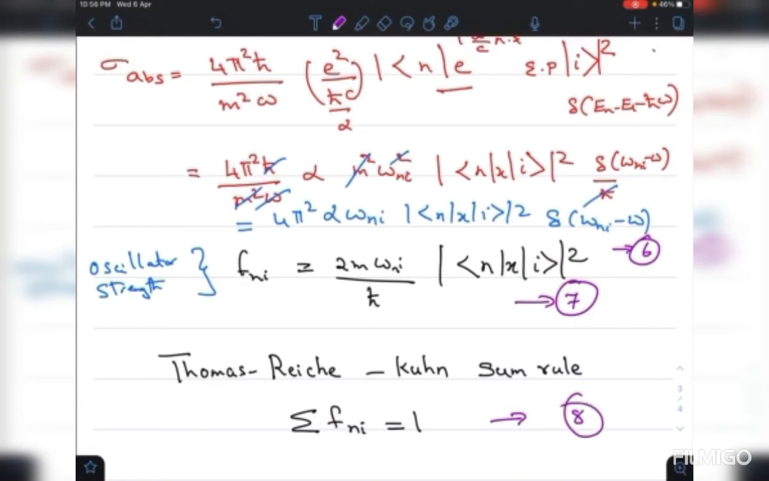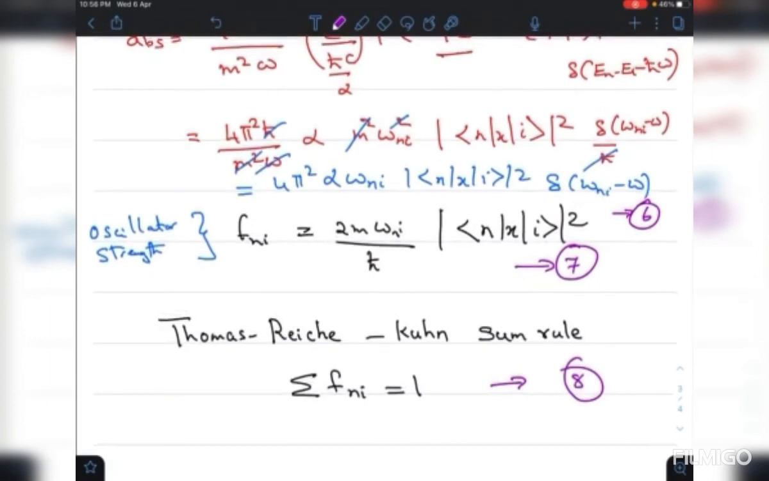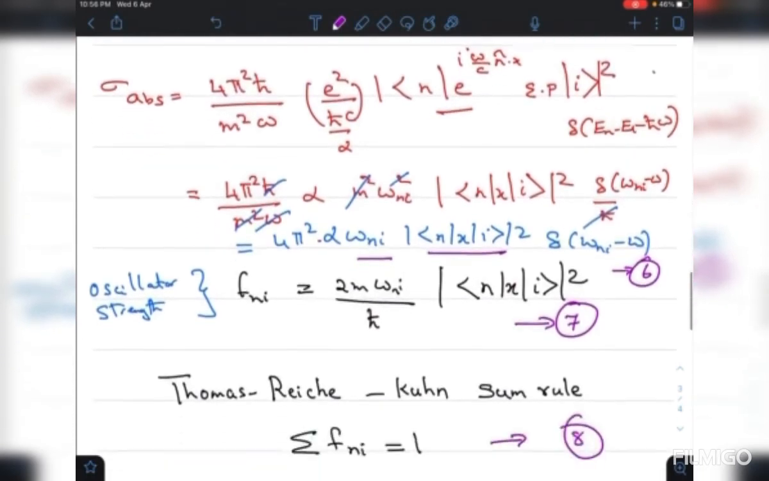Now looking at equation 6, sigma abs, you can identify 2m omega ni by h cross modulus of n xi the whole square. So here you have modulus of n xi the whole square. Then you have an omega ni here. Now what I have to do is I just have to multiply m on top and bottom, and also an h cross. So how will this equation look like? I'll just integrate this equation 6. So how will it look?